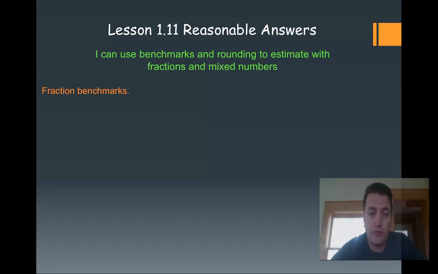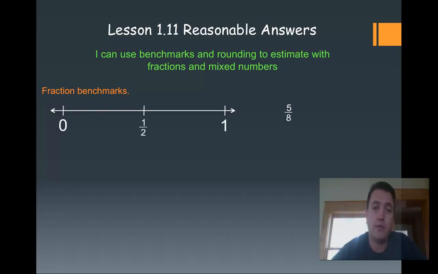So first thing we're going to talk about is fraction benchmarks, okay? And benchmarks are nothing more than reference numbers that we use to compare, and it'll make more sense as we go through this today. So I've got a number line here and I've got a fraction, and I've got 5/8. And I want to figure out which one of these numbers on this number line, 5/8, is closest to for the purposes of estimating, okay?